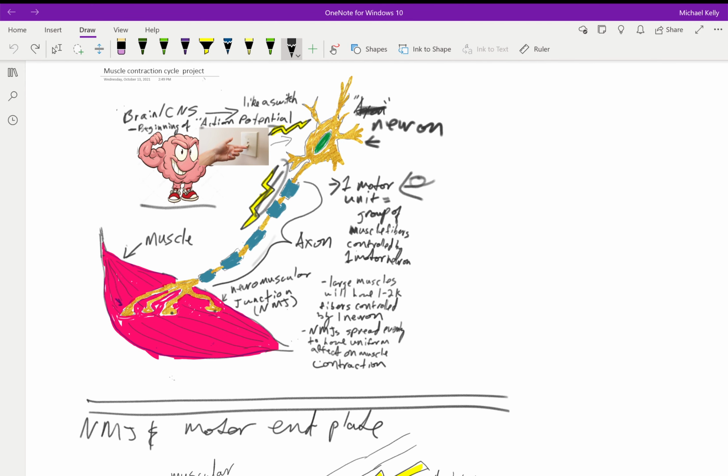So we have the brain hits the switch, this neuron goes boom, action potential travels down, we hit the neuromuscular junction. You have all these neuromuscular junction points here, and that is one motor unit. One motor unit is one neuron that controls 1 to 2,000 fibers with neuromuscular junctions, so that the muscle contracts evenly.